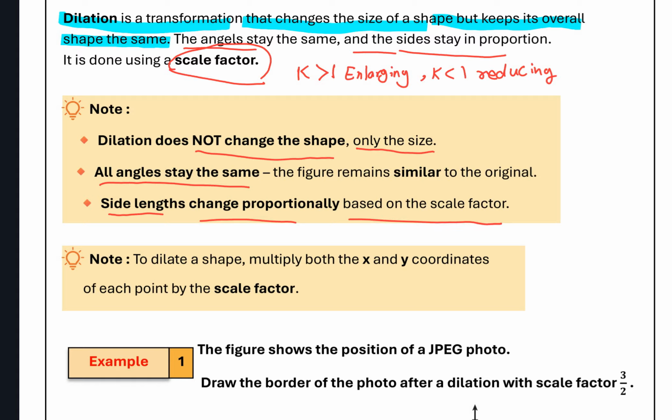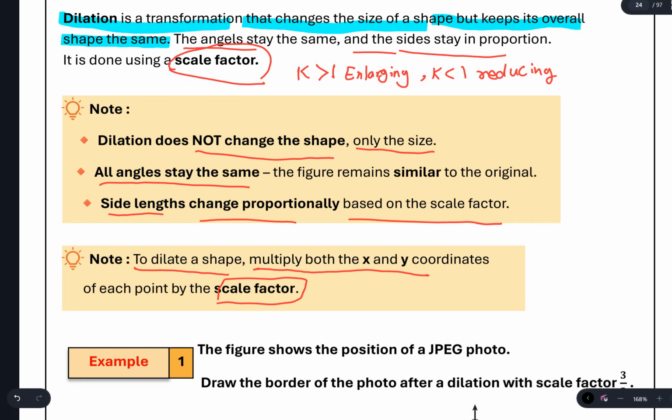Okay, students, so how can we do the process? First, to dilate the shape, or to resize the shape, you need to multiply the coordinates of the shape, x and y, by the given scale factor. Okay, let's apply this on an example.